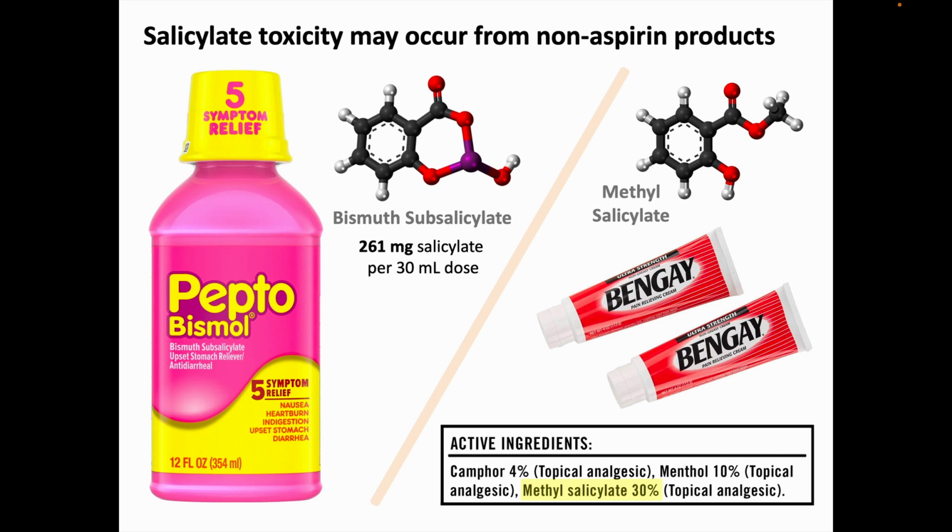The active ingredient of Pepto-Bismol is bismuth subsalicylate. Each 1 fluid ounce dose of Pepto-Bismol contains 261 milligrams of salicylate, such that chronic use, especially in the presence of some renal insufficiency, can lead to salicylate toxicity.